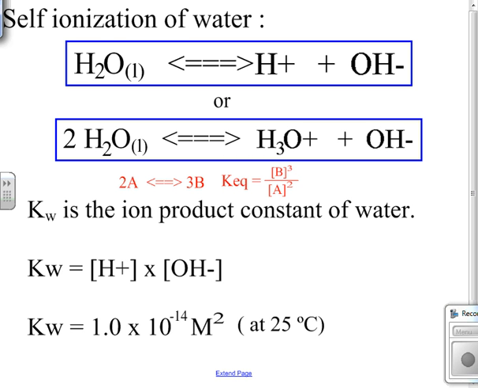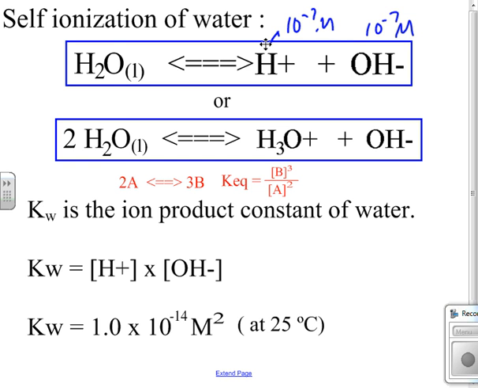Self-ionization of water is the first thing we need to understand to get at these calculations. Water is a molecular compound, but it does dissociate to a very small extent into hydrogen ions and hydroxyl ions. The equilibrium position is far to the left. At equilibrium at 25 degrees Celsius, the hydrogen ion concentration is 10 to the minus 7th molar, and the hydroxyl ion concentration is also 10 to the minus 7th molar. If we multiply those two together, we get 10 to the minus 14th, which means the equilibrium position is far to the left.